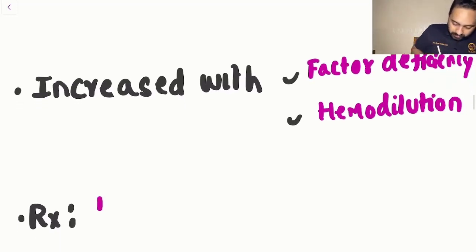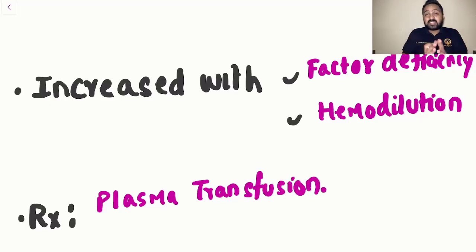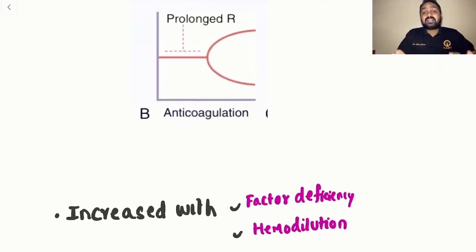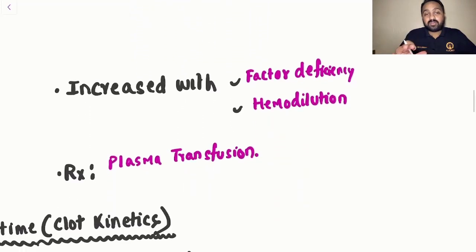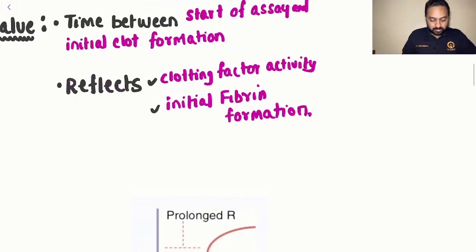So what would be the treatment? The treatment would be plasma transfusion. So why are we actually studying this? Because this finds its clinical implications in the case of a trauma patient, where the TEG helps us decide early what blood product needs to be transfused to the patient. So if in TEG you find a prolonged R, it would imply a factor deficiency or a hemodilution, and you would need to go for a plasma transfusion.